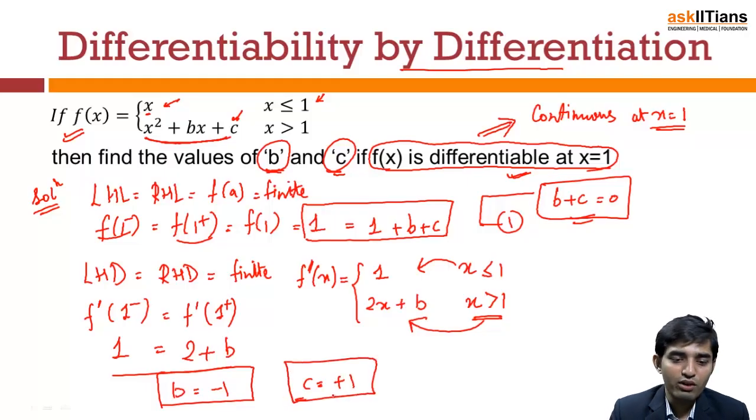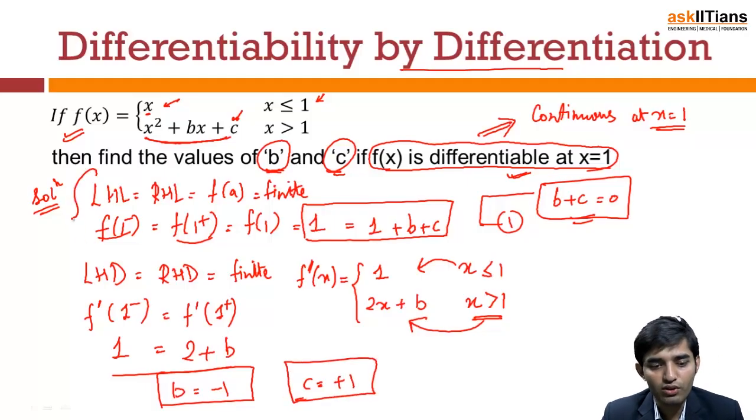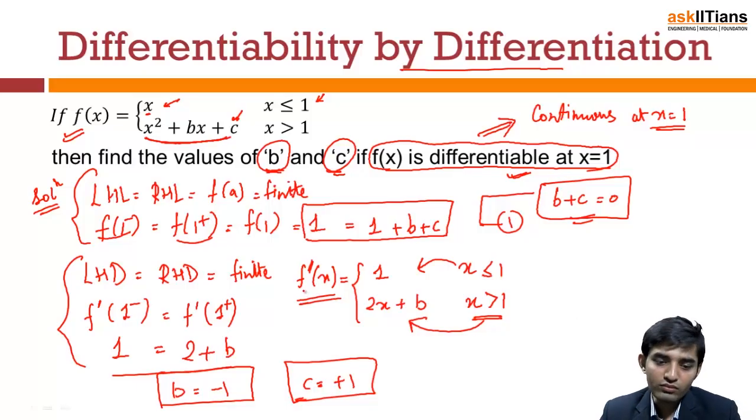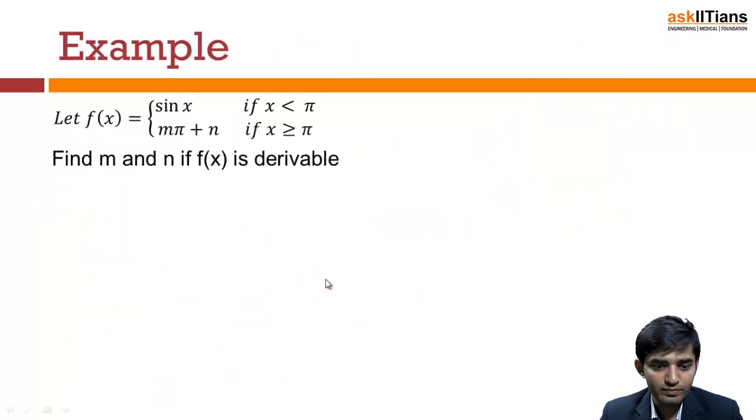So understood this problem, how we have to solve it? First I will use the condition for continuity, because if it is differentiable it will be continuous also. And second equation I will get from here that f(x) is differentiable at x equal to 1. So LHD equal to RHD equal to finite, and LHD and RHD you can directly find out by directly differentiating the definition of the function. Okay, there is one more example.